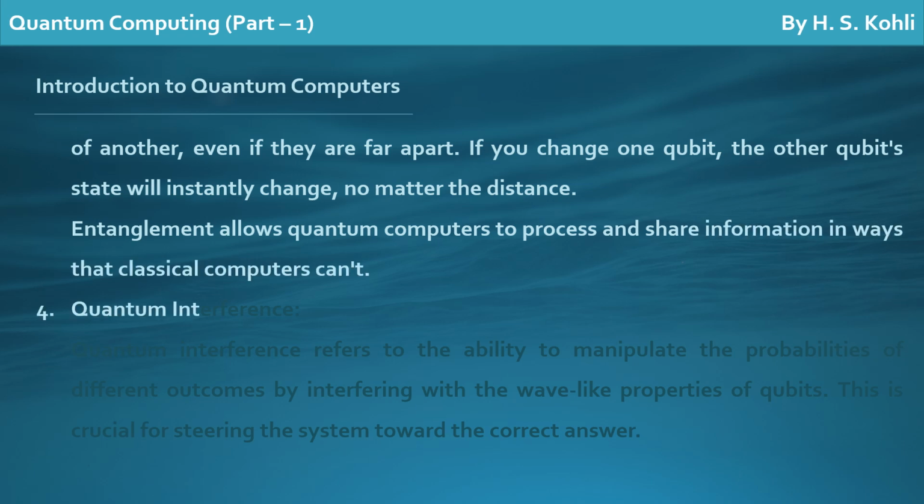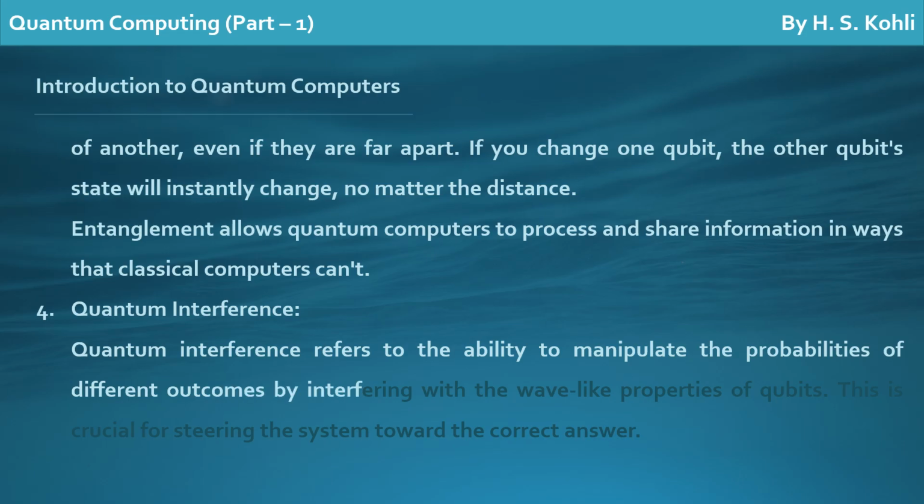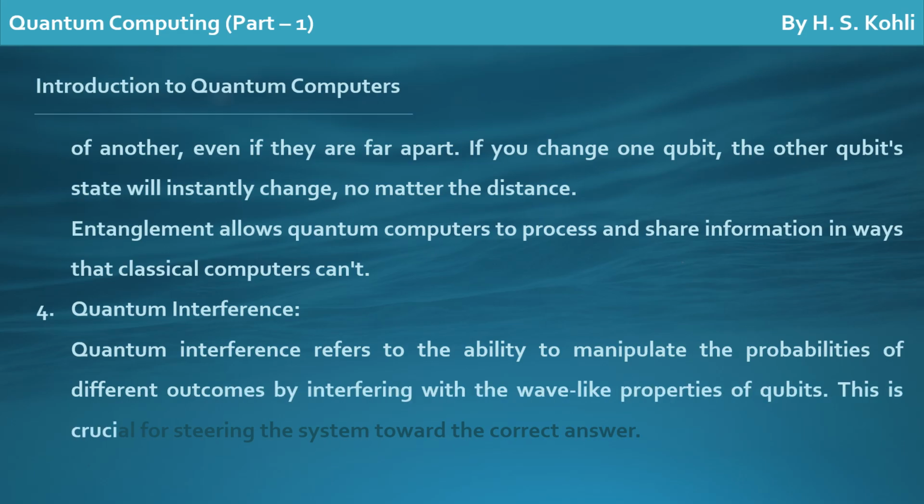4. Quantum interference. Quantum interference refers to the ability to manipulate the probabilities of different outcomes by interfering with the wave-like properties of qubits. This is crucial for steering the system toward the correct answer.